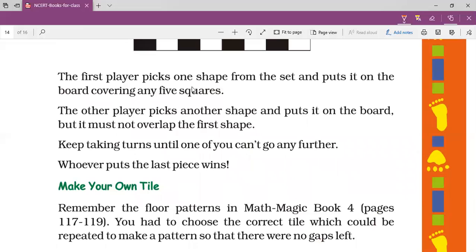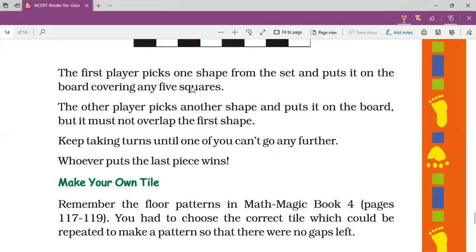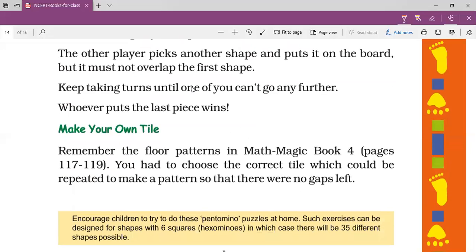The first player picks one shape from the set and puts it on the board covering any 5 squares. The other player picks another shape and puts it on the board, but it must not overlap the first shape. Obviously, it should not overlap. Keep taking turns until one of you can't go any further. Whoever puts the last piece wins. So whoever puts the last piece, he wins the game. Okay, understood? Now, the next topic is make your own tile.